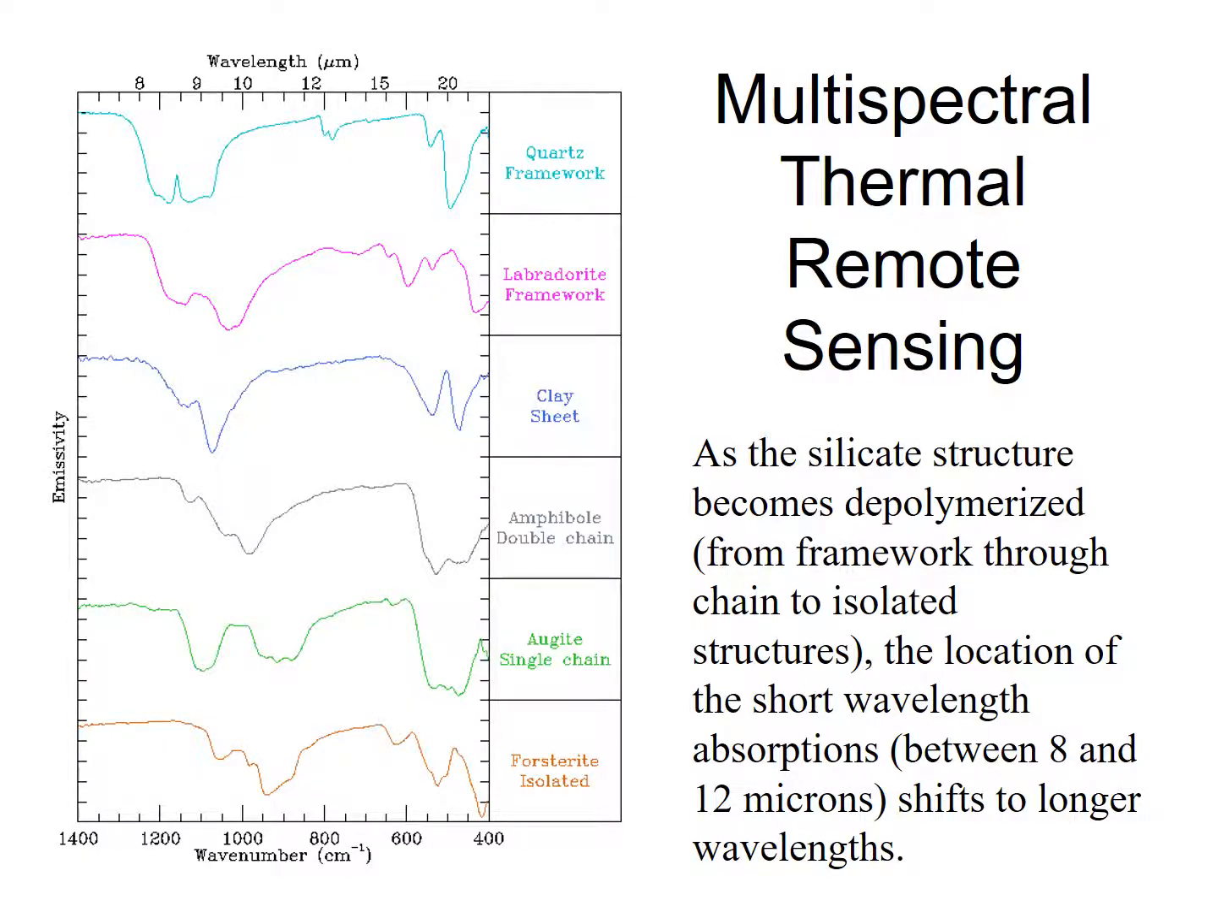Now, the lab you're doing this week is all about multispectral and hyperspectral, so let's just talk a little bit about multispectral thermal remote sensing. Silicate structures become depolymerized from the framework through the chain to isolated structures. Nobody cares about that. The location of the shortwave absorptions between 8 and 12 shift and get longer. Okay, so basically what they're saying is, as the structure of the minerals changes, the response to the wavelengths shifts. And if you know what you're looking for, you can compare it to the other things and figure out which one you have.